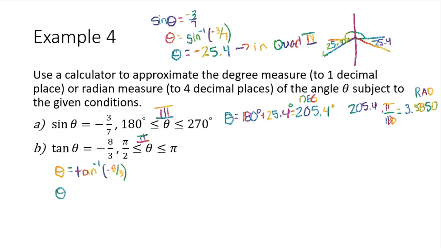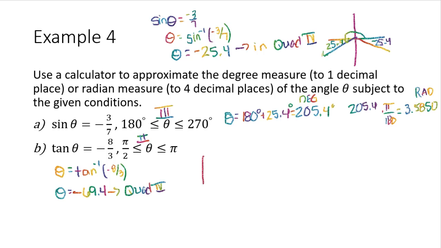And when I put that in my calculator, and again, I'm in degrees, we got inverse tangent, -8 divided by 3, I'm getting -69.4. Now, again, this is a problem because this angle is in quadrant 4. And our answer has to be in quadrant 2.